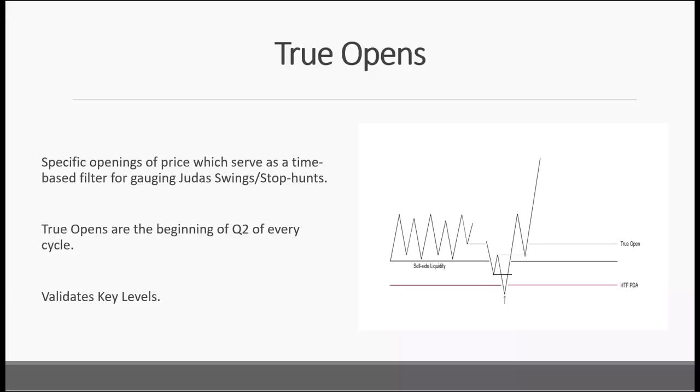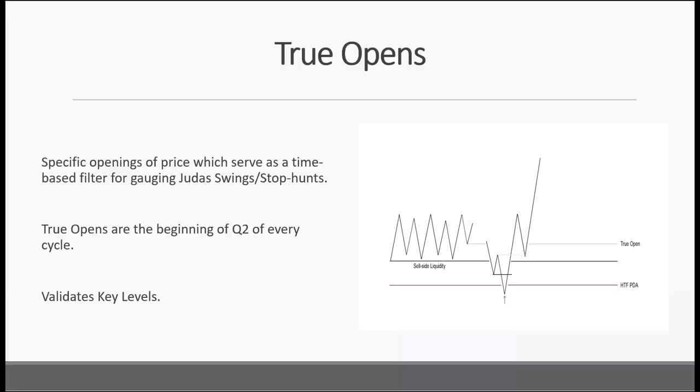True opens are the main components of quarterly theory. They are specific openings of price which serve as a time-based filter for gauging Judas swings or stop hunts. True opens are the beginning of Q2 of every cycle. It is a simple concept to understand.